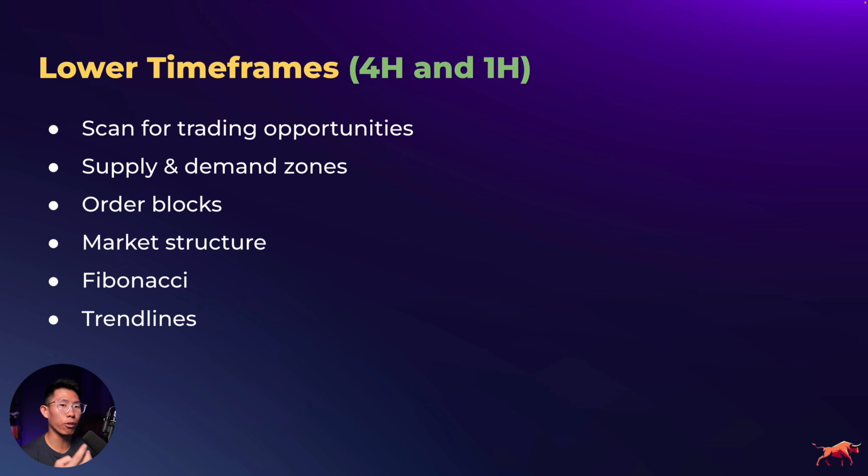So the lower time frames are the 4-hour and the 1-hour time frame, and this is where you scan for trading opportunities. And you mark up your charts with supply and demand zones, order blocks, identify the market structure, higher high and higher low in the uptrend, lower high and a lower low in the downtrend, and whether you look for any break of structure. And then you mark up your Fibonacci and also your trend lines, etc. Whatever tools you have in your arsenal to help you mark up the charts, this is where you do it.